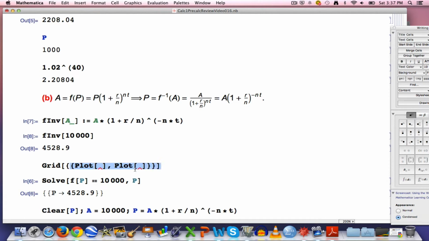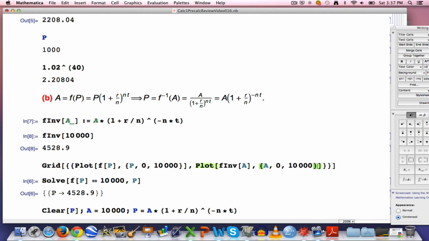I'm essentially making a 1x2 matrix here when I use this syntax, where the entry in the left side of the matrix is going to be one plot, and the entry on the right side is going to be another plot. I'm going to plot f on one side. Let p go from, it doesn't matter much what I pick here. I guess initially I was thinking about, let's go up to, say, a $10,000 deposit. So this is the basic syntax for plotting f of p. I'm also going to plot f inverse of a. I'll let that go up to 10,000 as well.